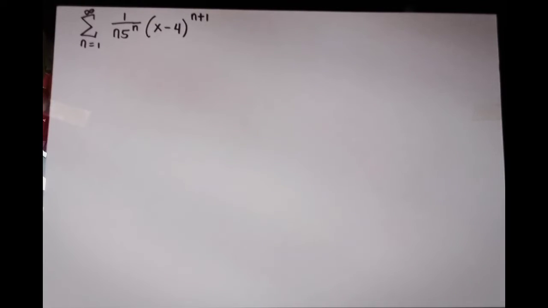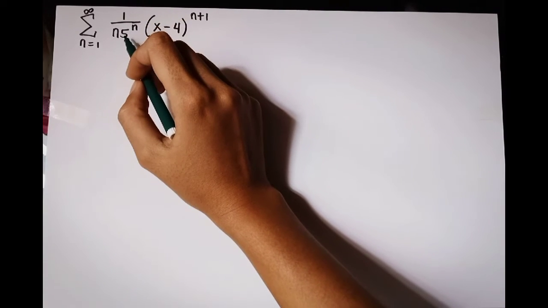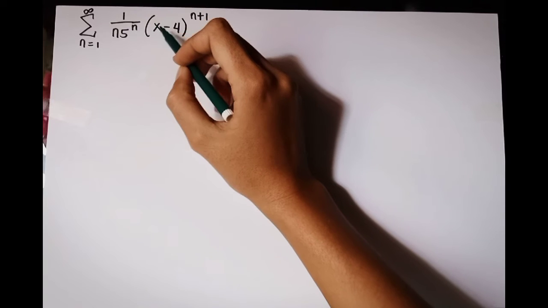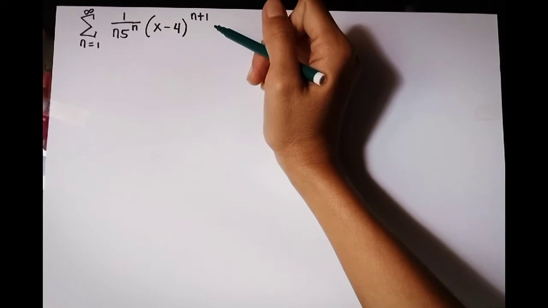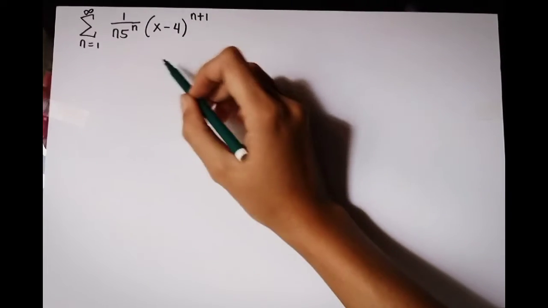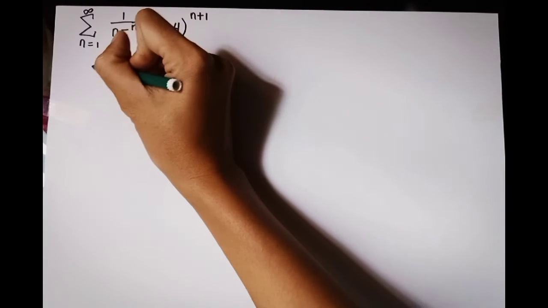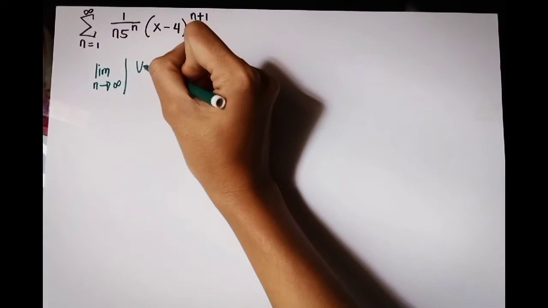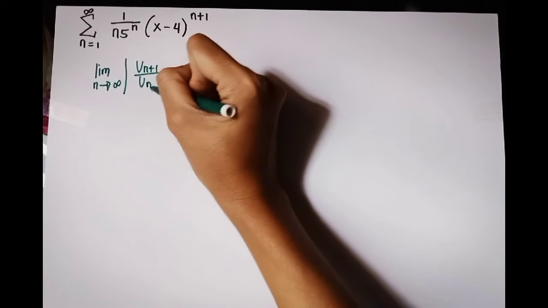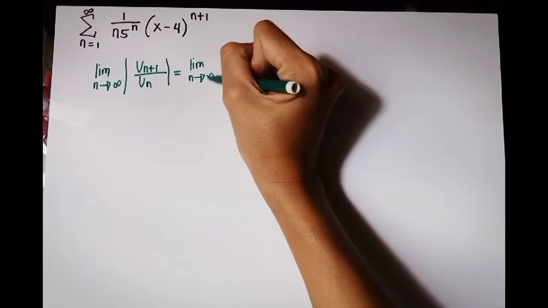Now, let's find the radius and interval of convergence of the given power series. If we have the series 1 over n times 5 raised to n times the quantity x minus 4 raised to n plus 1, to find the radius and interval of convergence of this power series, we will use the ratio test again. So for the ratio test, we have the limit as n goes to infinity of the absolute value of u sub n plus 1 over u sub n.